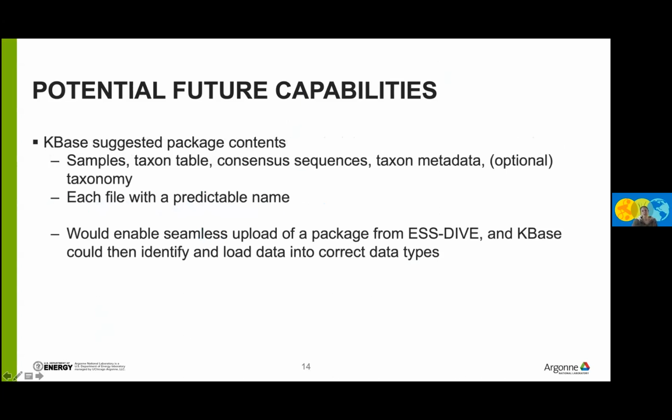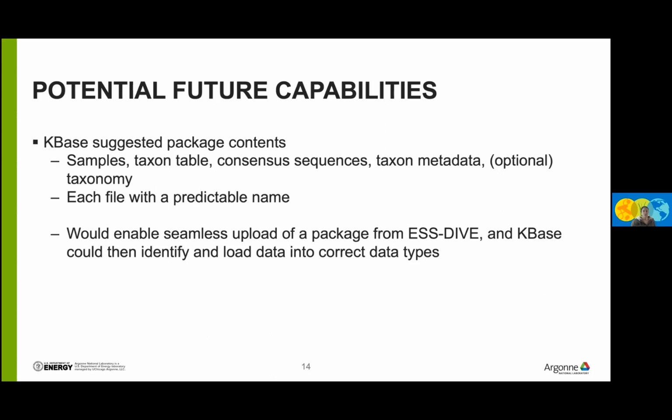Another potential future capability would be to have a KBase suggested package contents. ESS-DIVE, again in the interest of broad flexibility and wide adoption, doesn't specify what is contained within a package. But KBase could certainly have a suggestion on what a package could contain. Namely, it would contain the 4 files that I just mentioned, as well as the samples file, which would contain information on the sample itself. So sample metadata, like the location where something was pulled in, the biome it's from, and then perhaps also recommend a predictable file name. And then that could enable seamless upload of an entire package from ESS-DIVE for KBase to go through and load data into the correct data type.